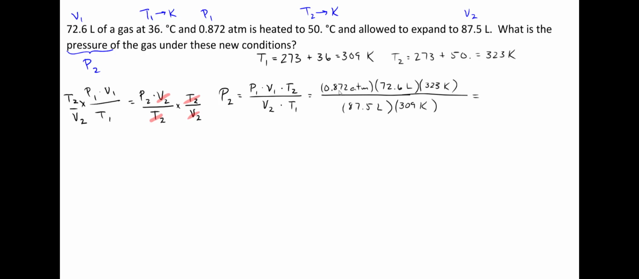What can we cancel? We have liters over liters, and we have kelvins over kelvins. So this leaves us with only atmospheres. Going into our calculator, we have 0.872 times 72.6 times 323. Now be careful with the divisions. Divided by 87.5, and again divided by 309, unless you put the whole denominator in parentheses. And this gives me 0.756.